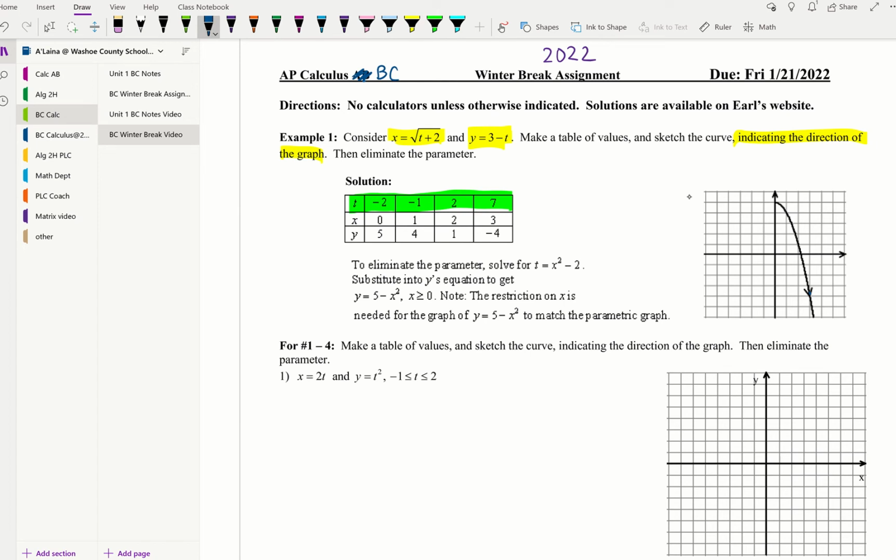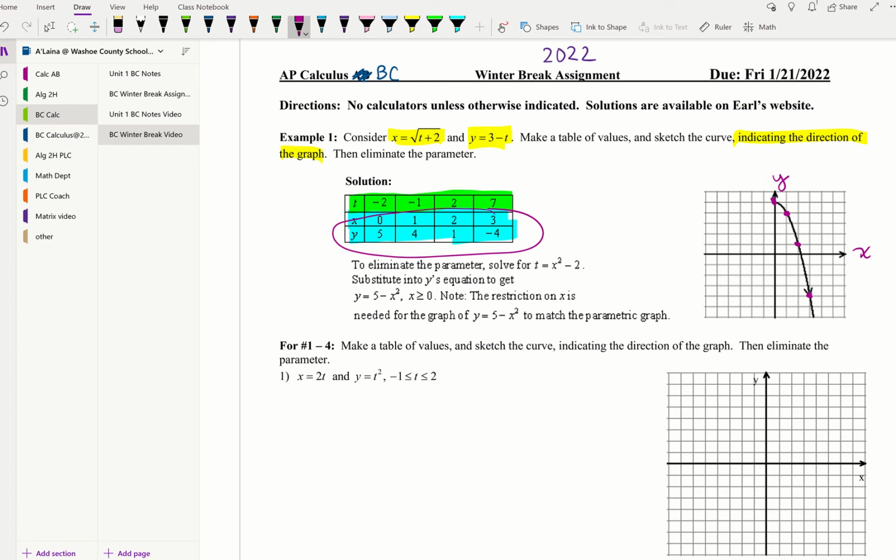So if I took those values of t and I plugged them into x, I would get this blue row right here for my outputs. If I take those same values of t and plug them into the equation for y, here's what I would get for y. Now what we're going to do is we're going to graph on an xy coordinate plane. We have this third variable t, but we're not graphing t. We're going to graph these points. So the point (0, 5), (1, 4), (2, 1), and (3, -4) will be on my graph.